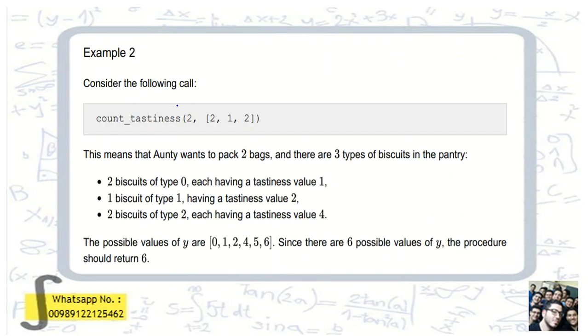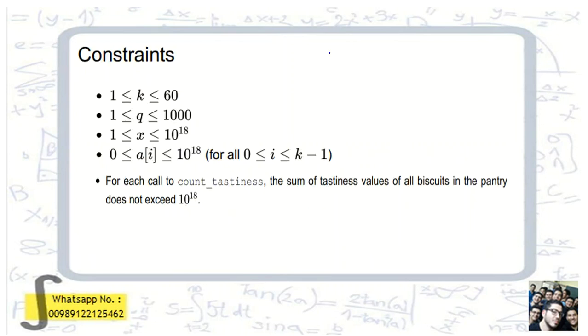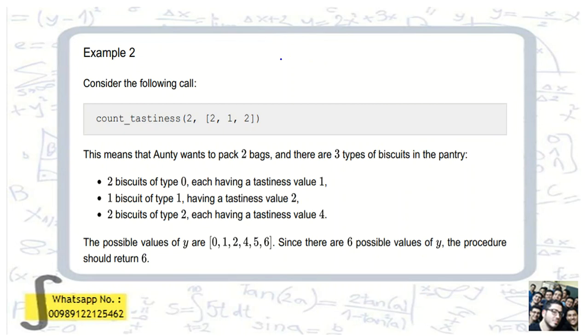Now let's consider example number 2. You have 2 bags and 3 types of biscuits in the pantry: 2, 1, 2. So here we have 2 1s, 1 2, and 1 4. If we want to check, we have 2 bags. For 0, that's okay. For 1, you use 2 ones. For 2, you place the 2 in one bag and 2 ones in the other, so 2 is okay.